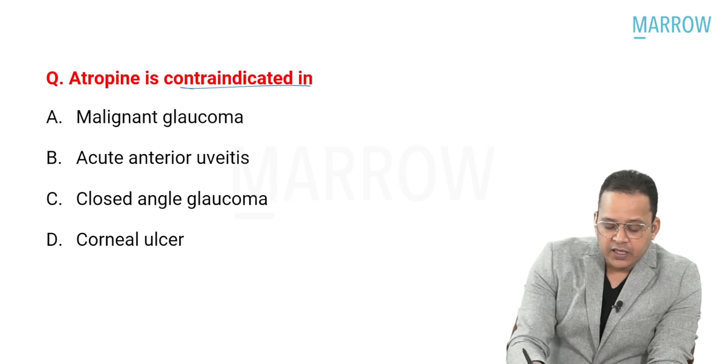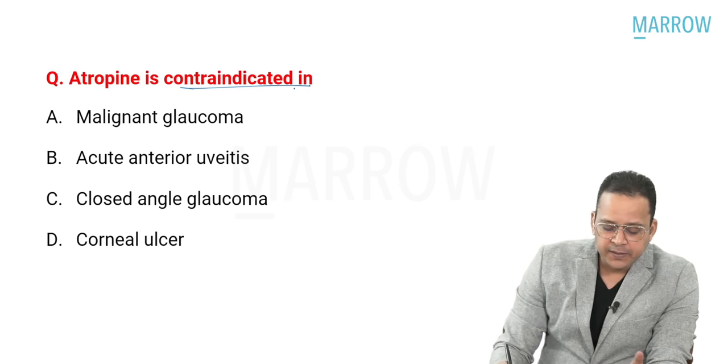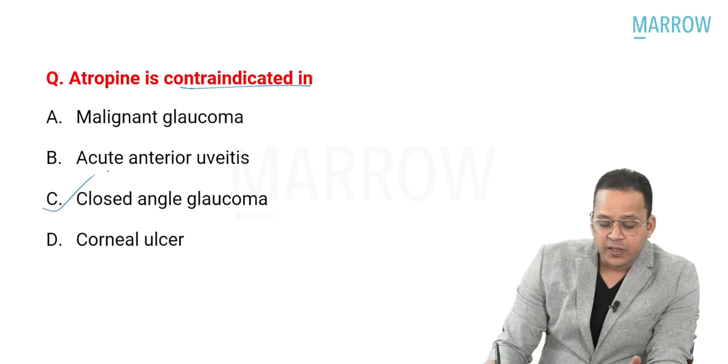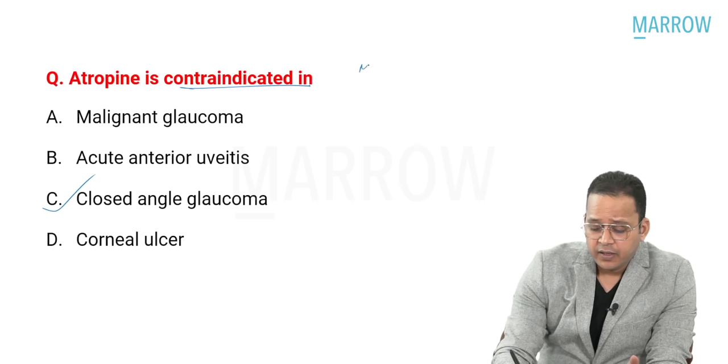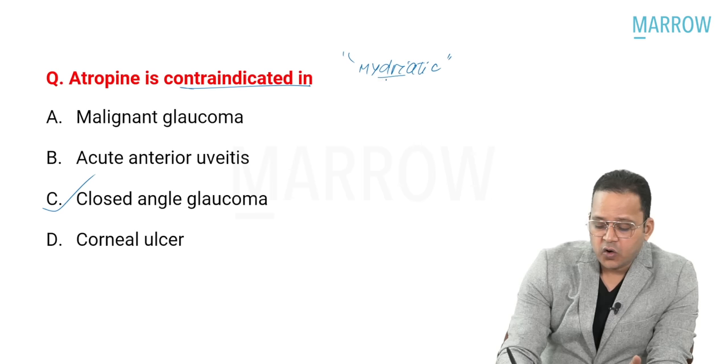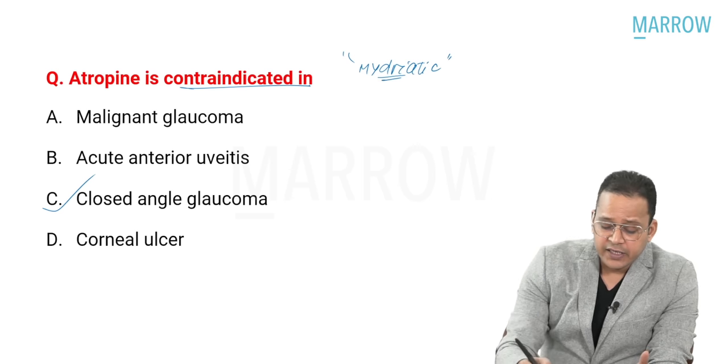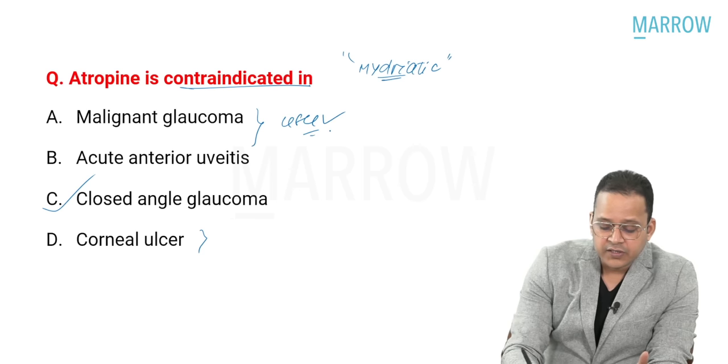Atropine is contraindicated in... See, here your answer is close-angle glaucoma. The reason being, atropine is a mydriatic, and the cause of close-angle glaucoma itself is mydriasis. The other things which are mentioned here, these are uses of atropine.